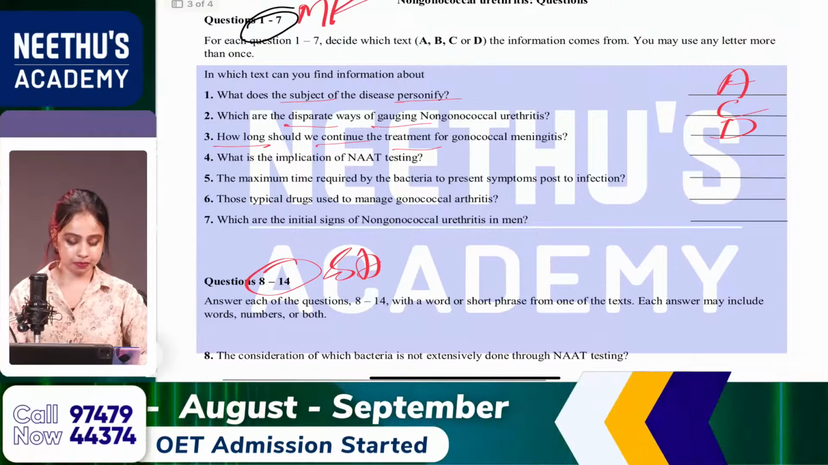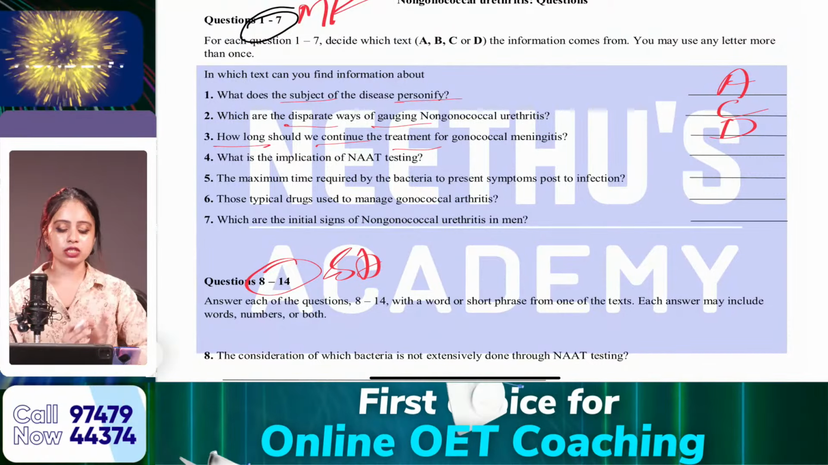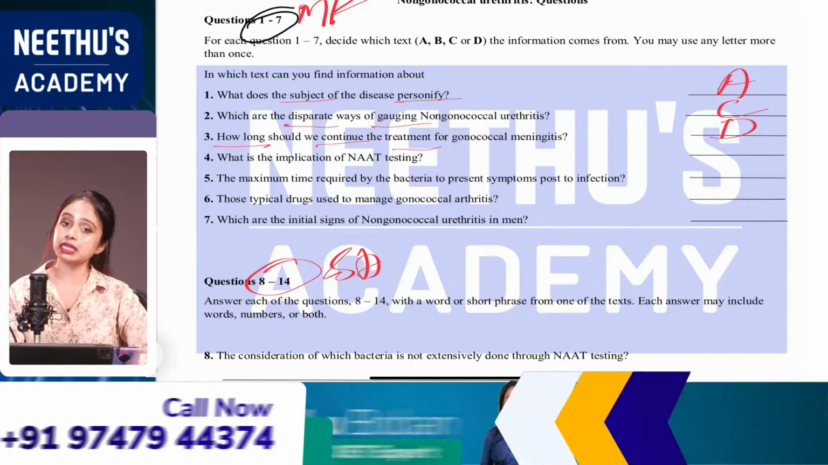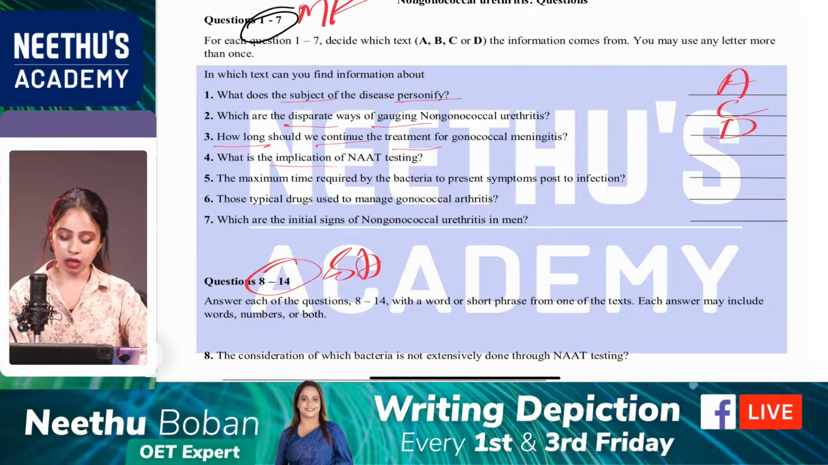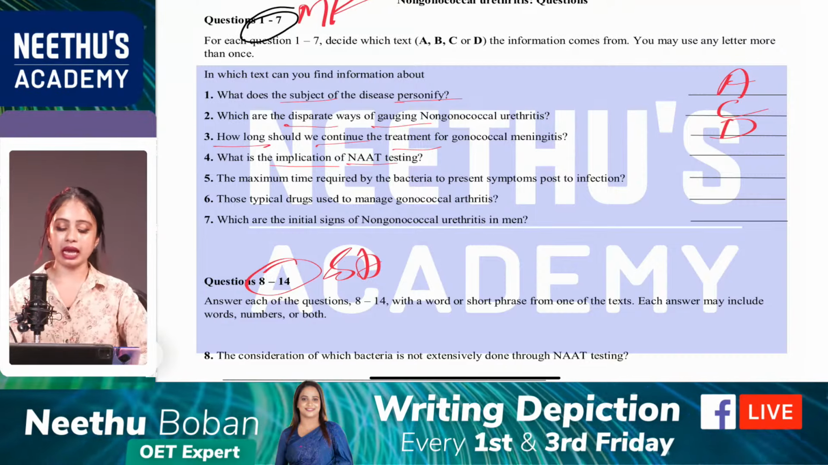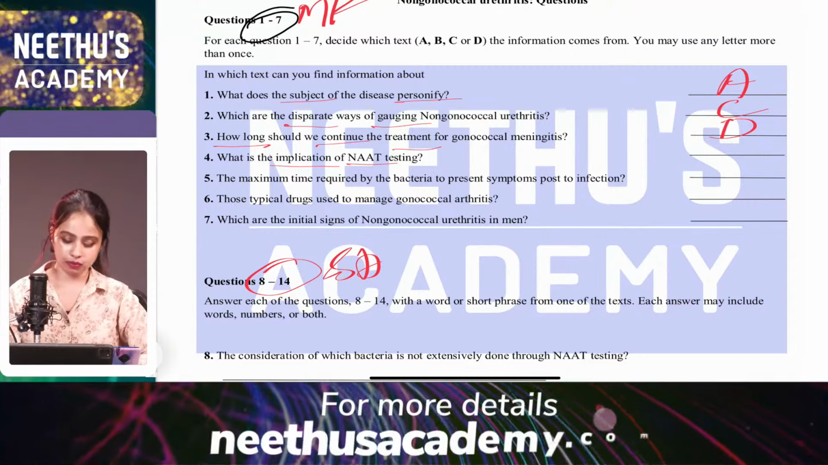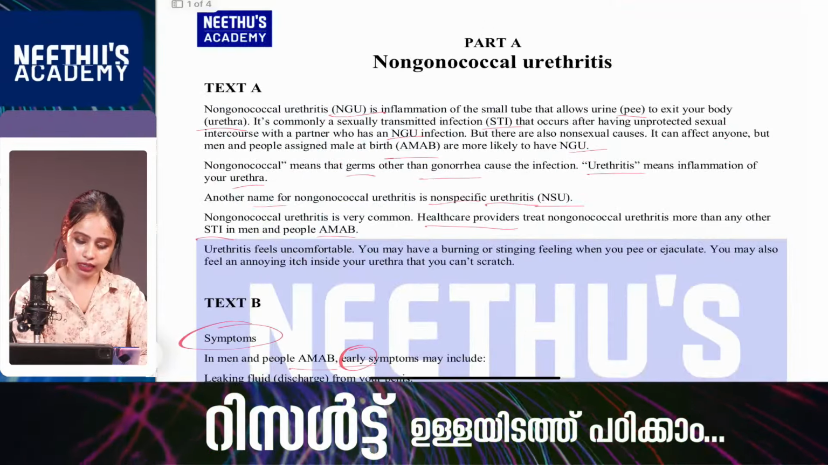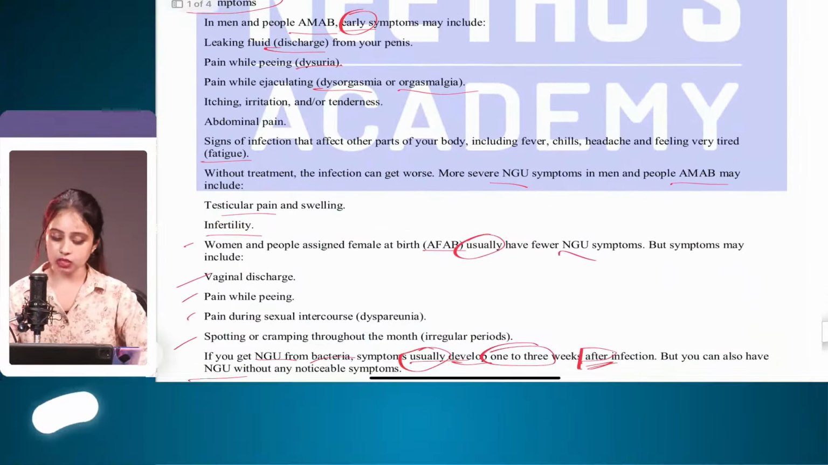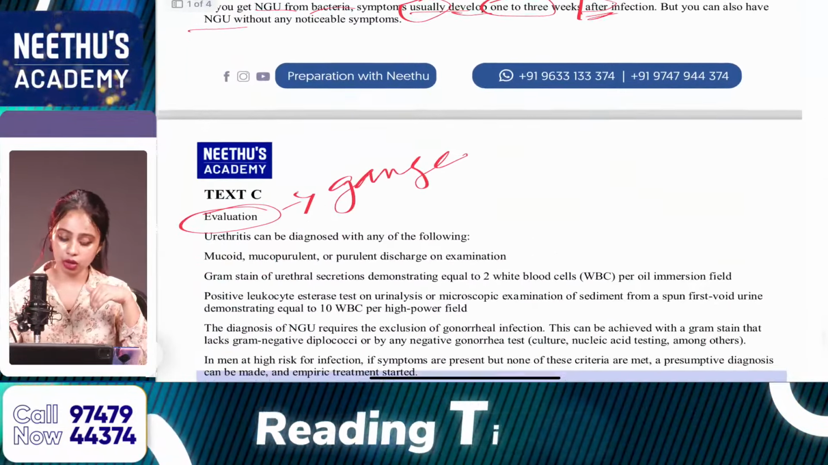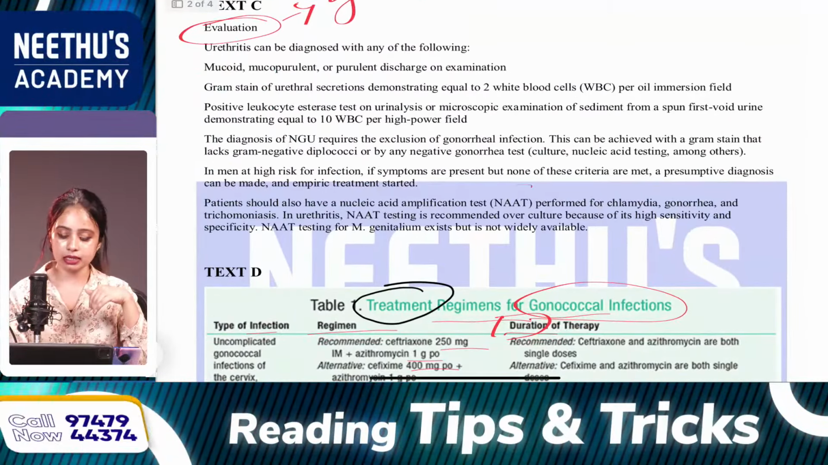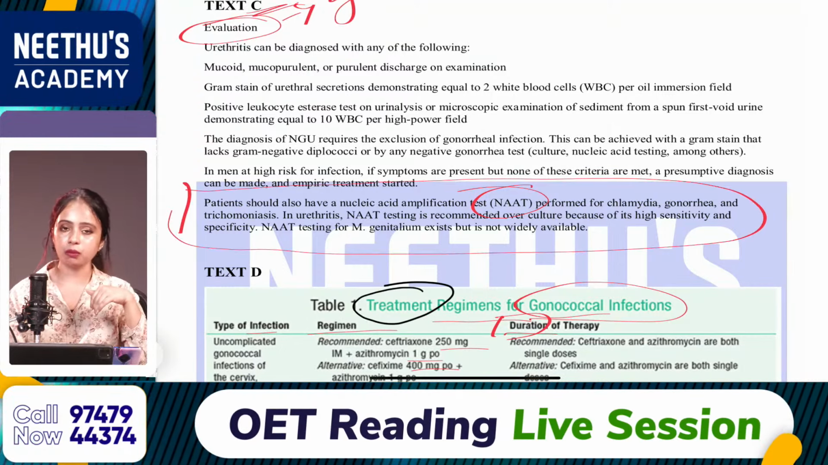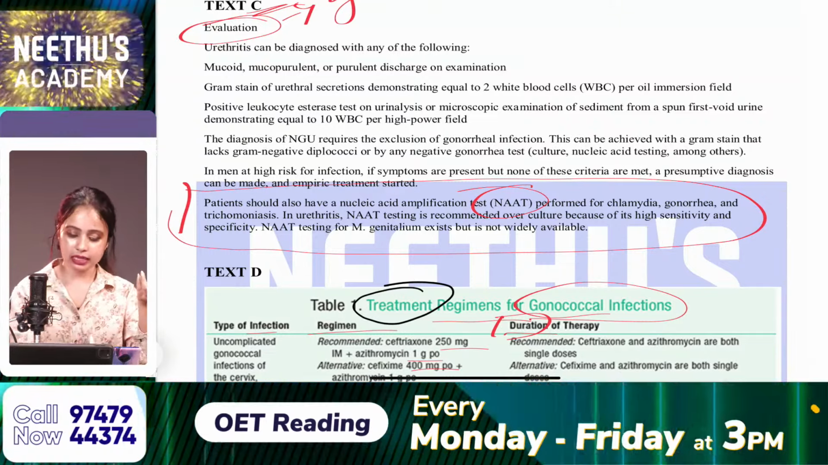So fourth one. What about the fourth question? What is the implication of NAAT testing? My keywords: implication, NAAT testing. Implication of this particular testing. Already we have marked all the abbreviations, so it is easy for us to identify these answers. So that is from text C, the last para. The importance, implications. So the answer is C.